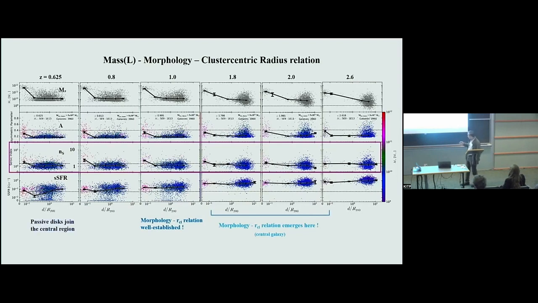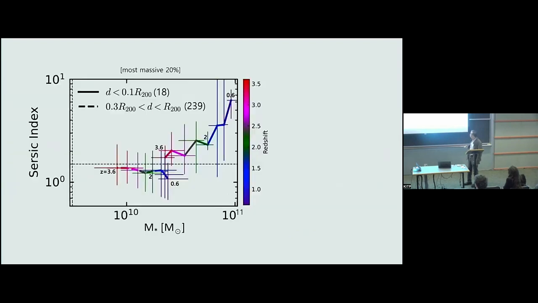At very late epoch, you see the Sérsic index of the galaxies at the center start to drop a little bit, and that's mostly because of these disk galaxies coming in near the center. The massive galaxies continue to be compact, but there are some new galaxies reaching the center. So that's why this is decreasing.